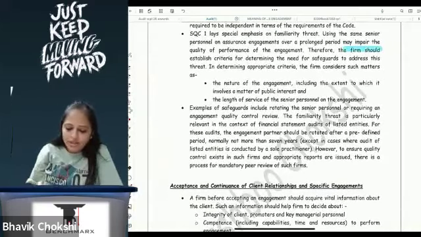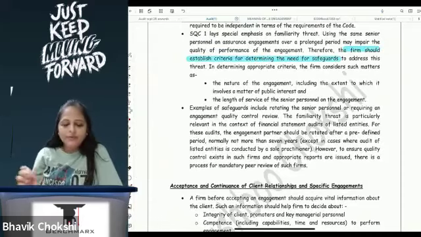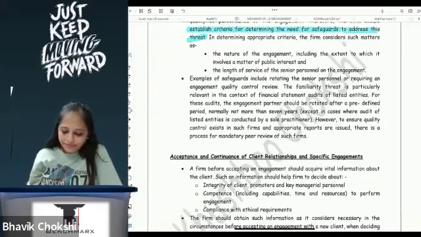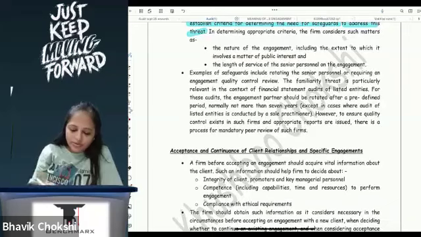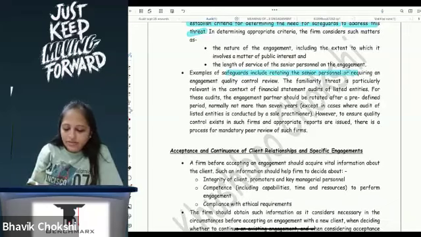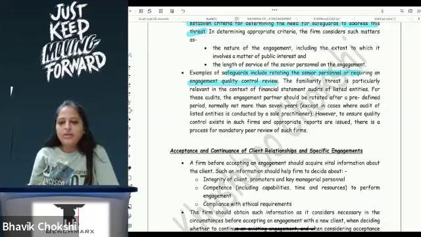Firm should establish criteria for determining the need for a safeguard to address the threat. Correct? Here also, one more thing is that you can rotate your senior personnel requiring engagement quality control review.